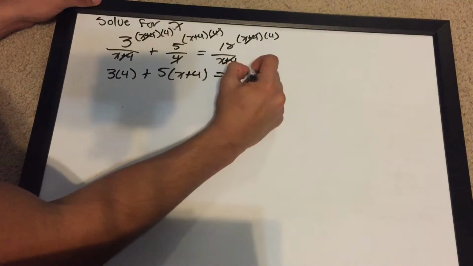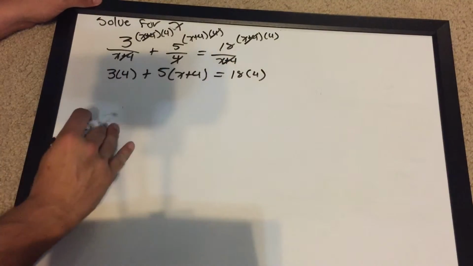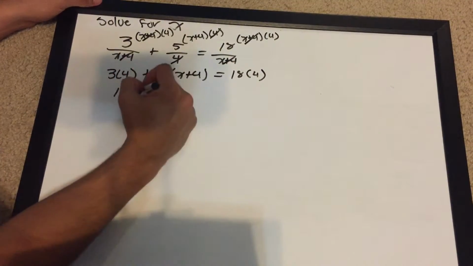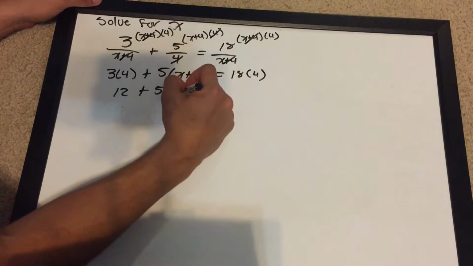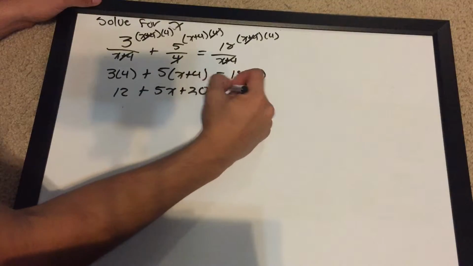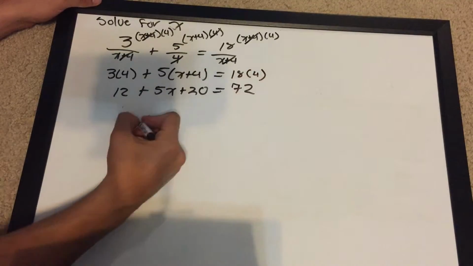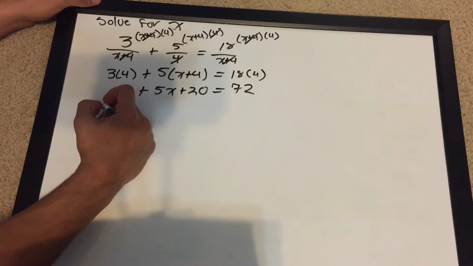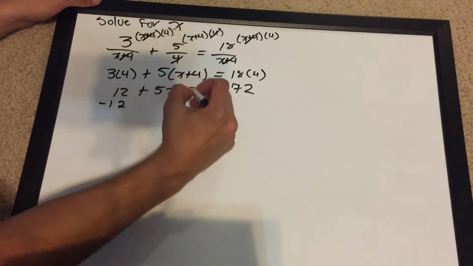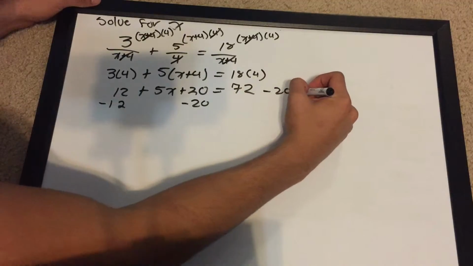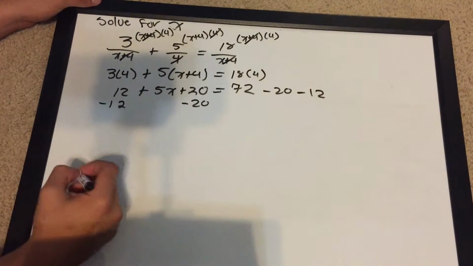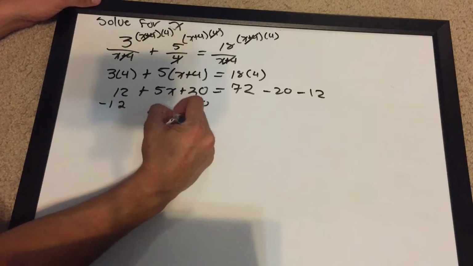Now giving you an algebraic equation. What you're going to see now is how to solve for x. You're going to subtract 12 and 20 from both sides of the equation. This gives you 5x equals 40, leaving 5x alone.